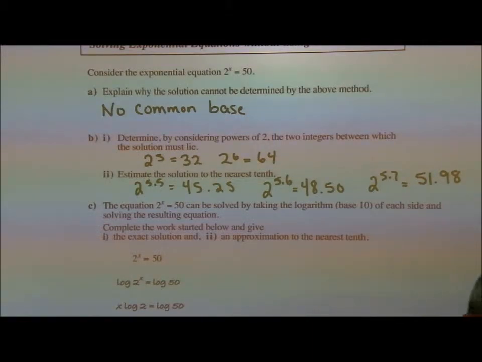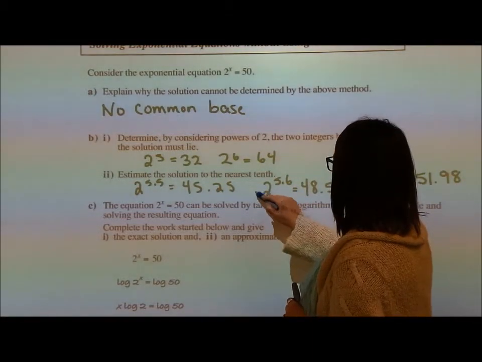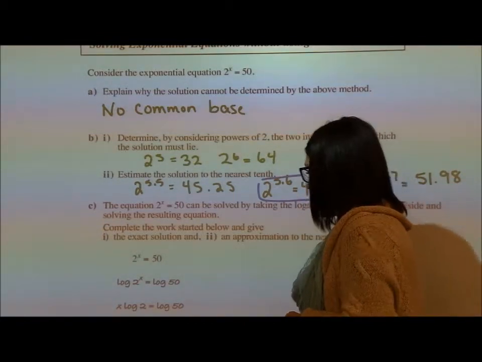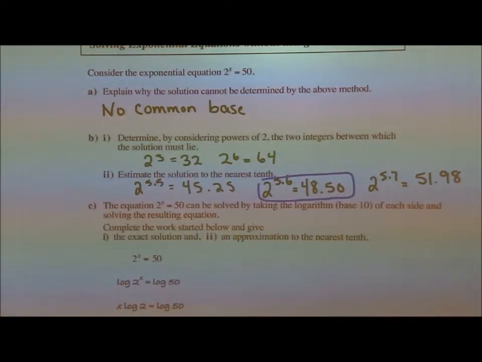The 48.5. So there's my solution to the nearest 10. Okay. But that's not an exact solution. That's an approximated solution. And if I wanted to get to the nearest hundredth, then I would have to go through the same process again. So it would be quite tedious, which means there should be another way that I can find this.